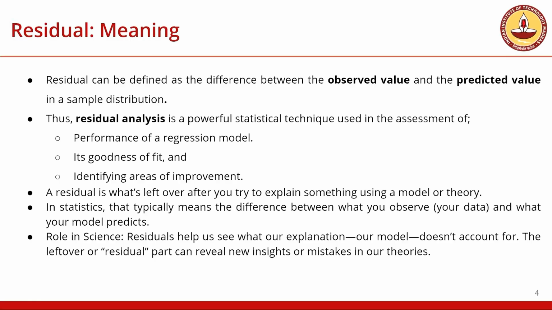So, what does residual do? How does a residual analysis help a researcher? This is a very powerful statistical technique that is used to assess the performance and the goodness of a regression model, and it also helps to identify the areas of improvement in a particular model. In a nutshell, a residual analysis can help us identify the accuracy of a regression model. In simple terms, a residual is what is left over after you try to explain something using a model or theory. Something left unexplained by a model or theory can be called a residual.